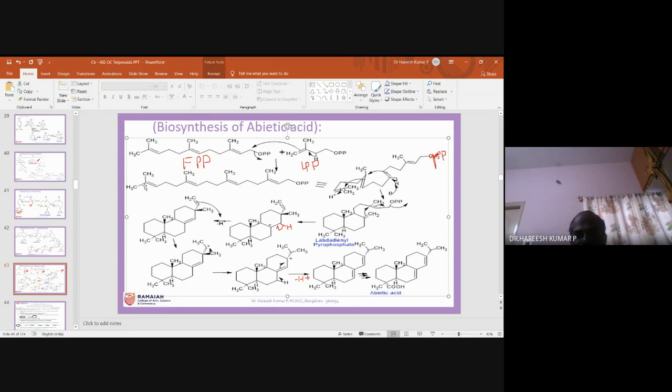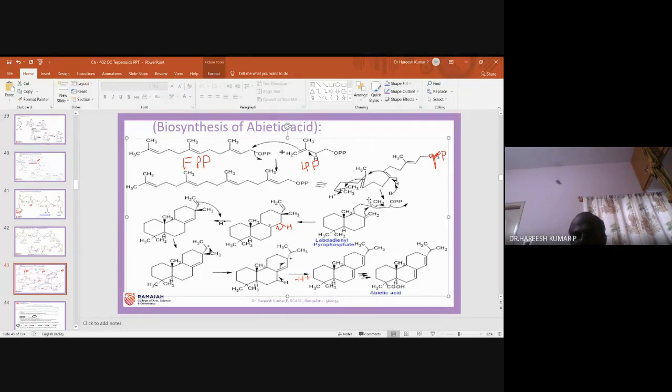You can see the dimethyl's double bond, and two saturated carbon atoms. So two saturated carbon atoms, and methyl and double bond. Afterwards, two saturated carbon atoms, that is these two, and methyl double bond. Then methyl double bond, and two saturated carbon atoms, these two, and methyl double bond, and CH2 OPP.